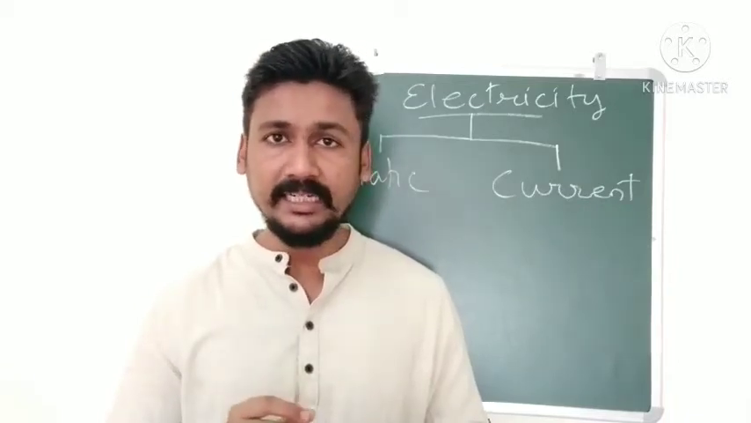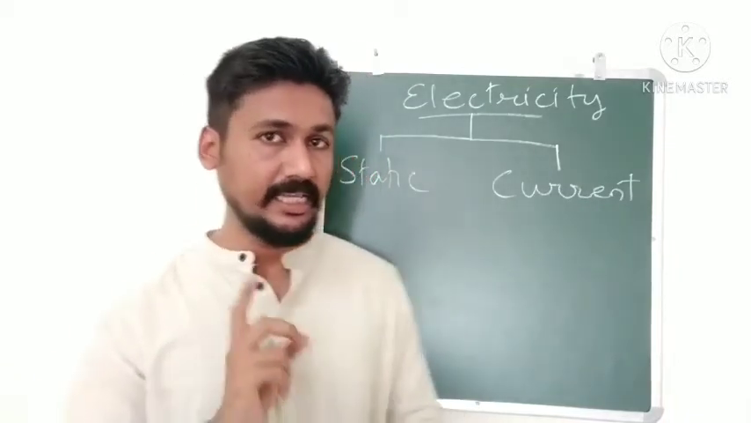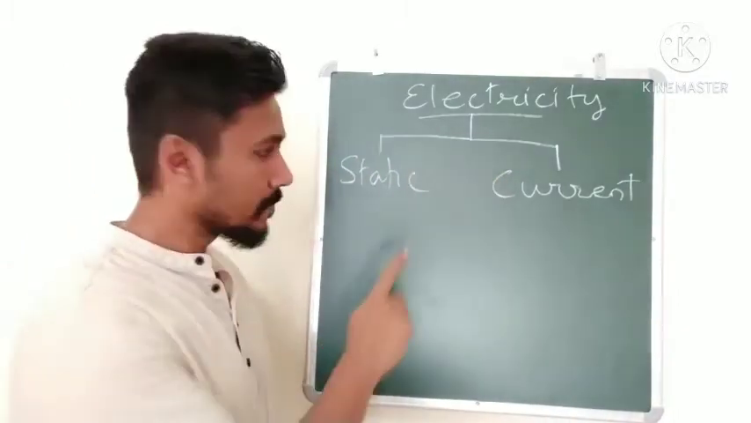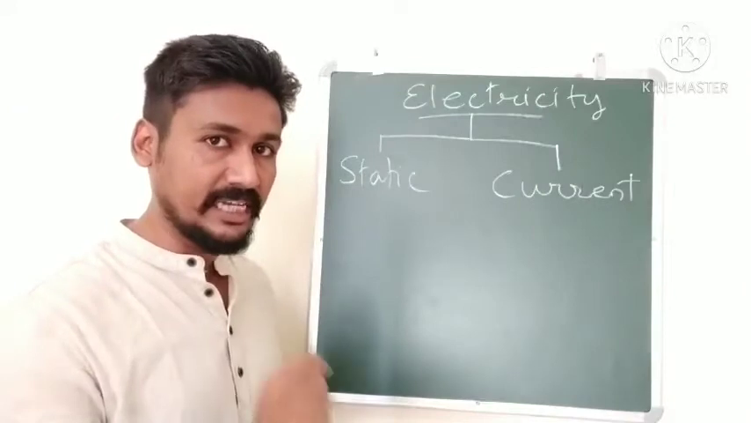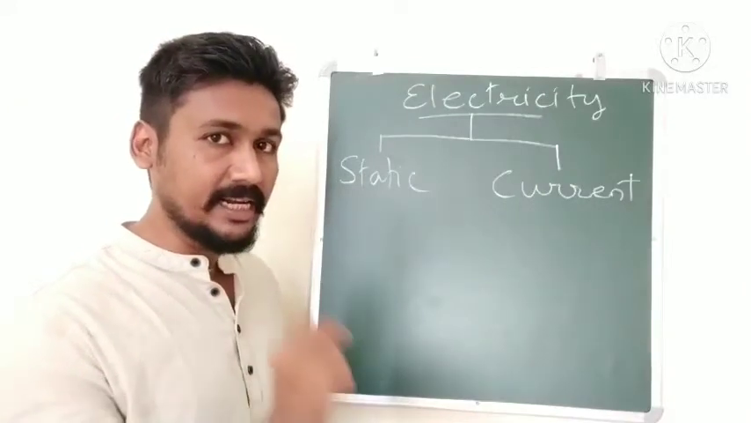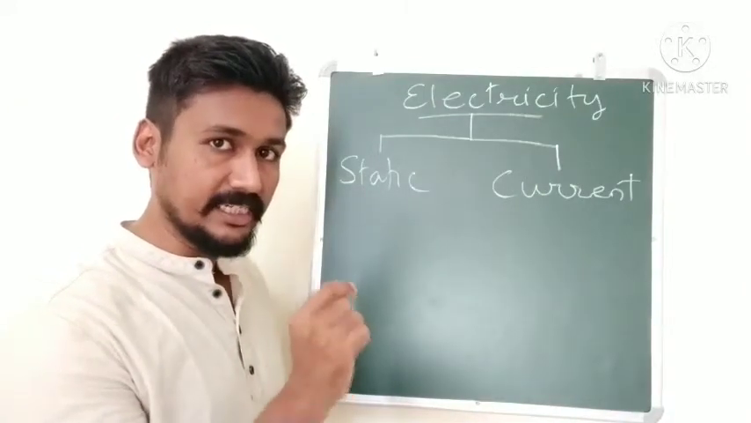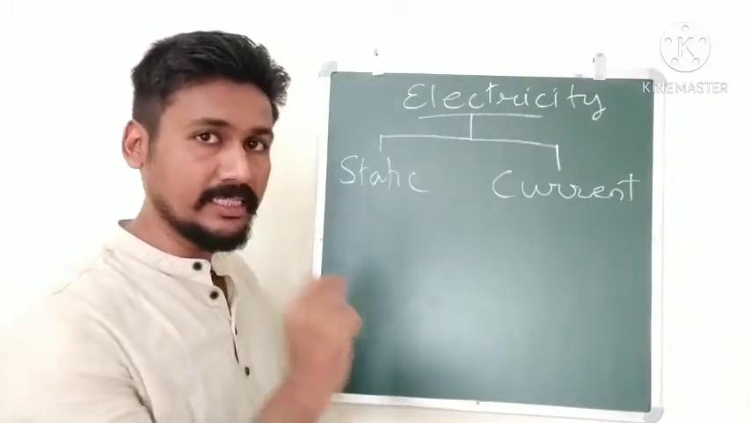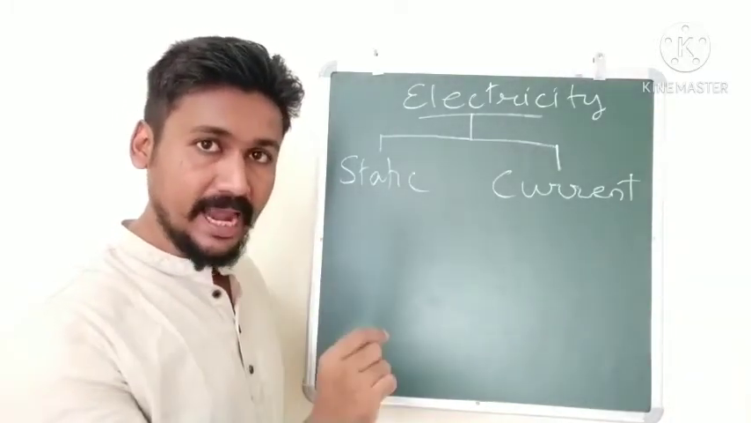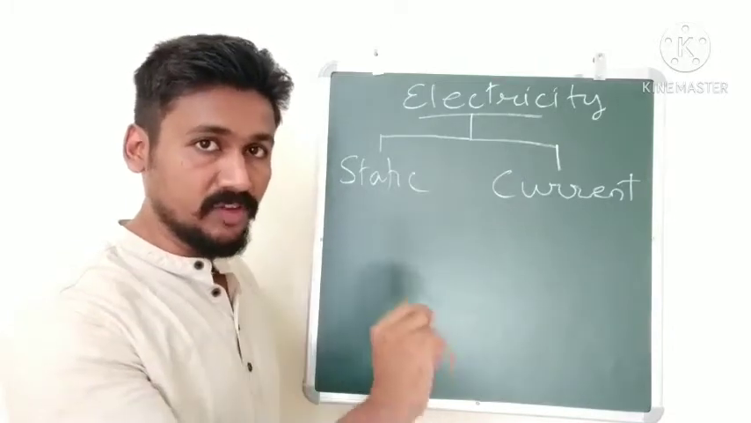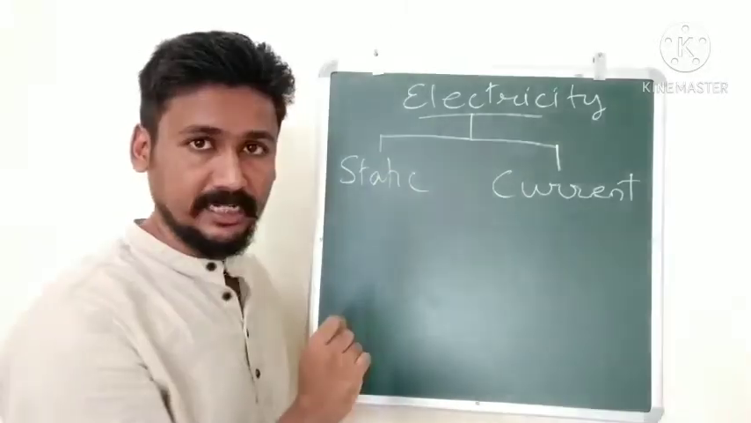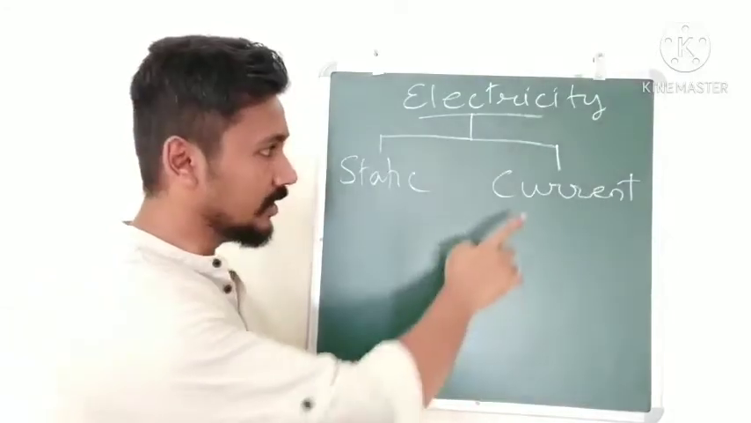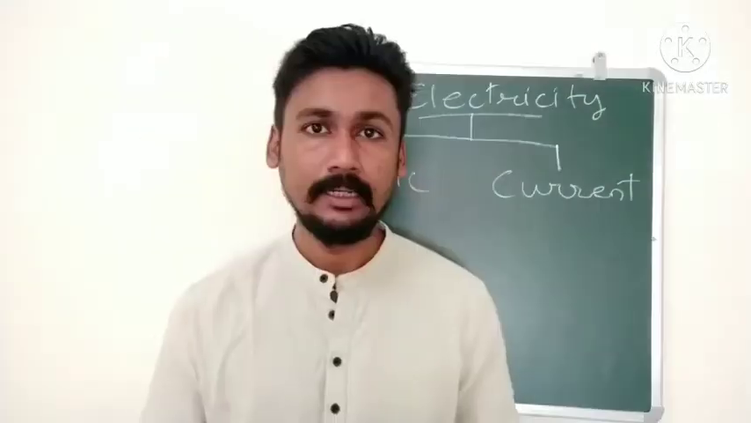There are two types of electricity: static electricity and current electricity. The word static itself signifies at rest. So that kind of electricity where the charges are static, at rest, is called static electricity. And when the charges are moving, that is known as current electricity. In this particular chapter, we will be focusing on current electricity.